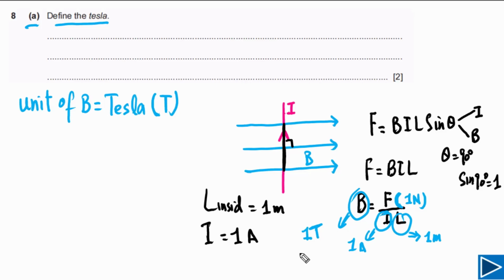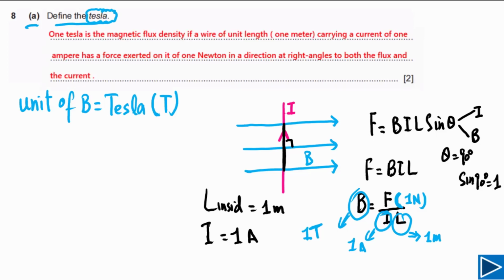So let me explain how you can write down your answer. One thing more you need to understand: Tesla is a unit, so you have to define it in terms of units. You have to mention that a 1 meter, unit length, current carrying wire of 1 ampere experiences a force of 1 Newton in a direction at right angles to both the flux and current. If you mention these points, you will get 2 marks for this question.